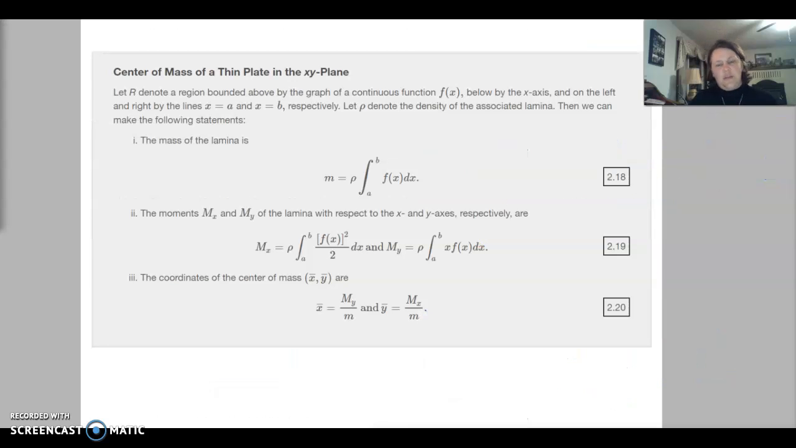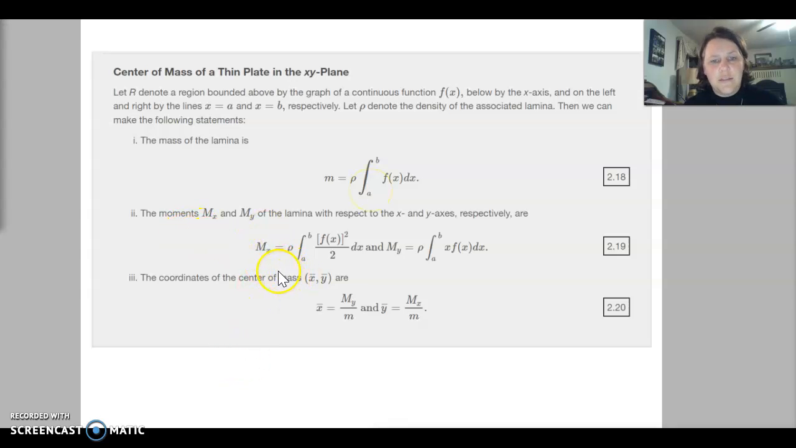Okay, so we can look at these three equations a little bit nicer. The mass of the lamina is m equals rho times the integral from a to b of f of x dx. And remember, rho is the mass of just a unit measure, so we also have to multiply it by the unit area of the lamina so that we know what the total mass is. So f of x is the height and dx was our width, and we know that that's the area under a curve, because that's what integration gives us.